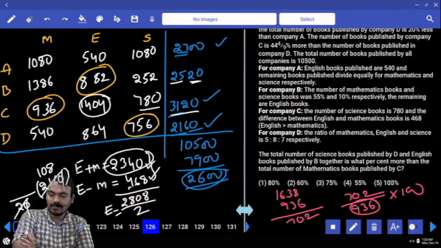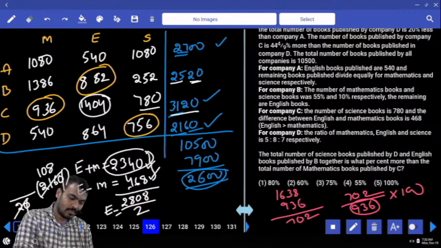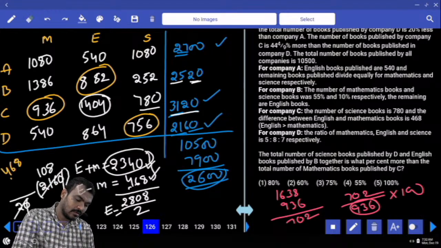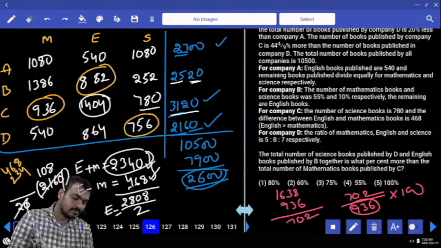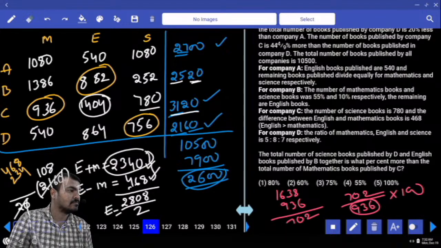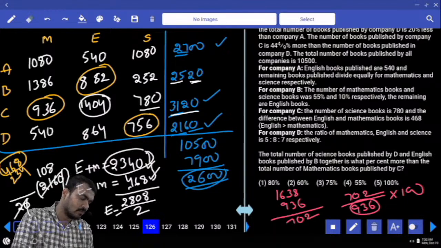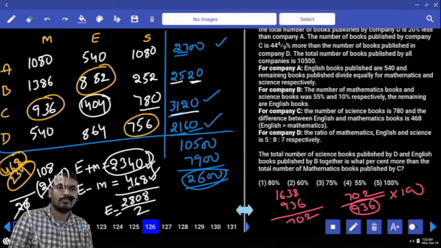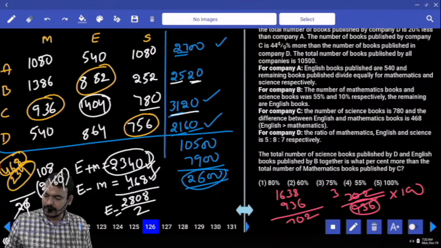Half of the 468? 234. Both are adding 702. 702 represents how much percent? 75%, because 50% is 468 and 25% is 234. Both are adding to 75%. It means this one is 3 times the value, and this one 4 times the value.